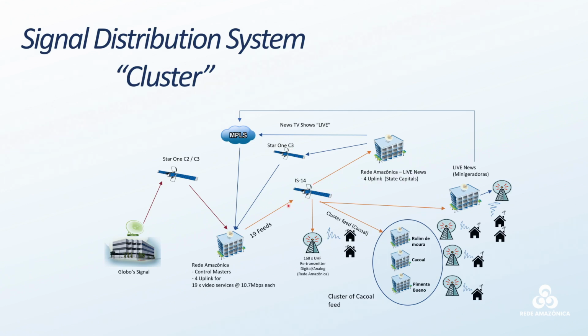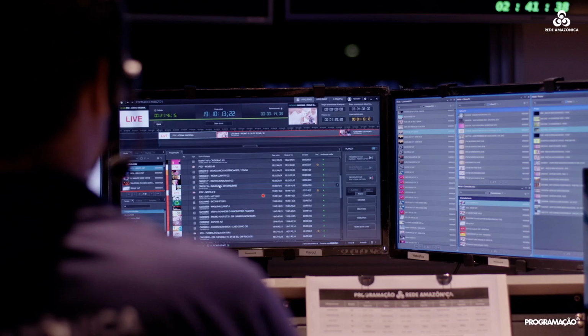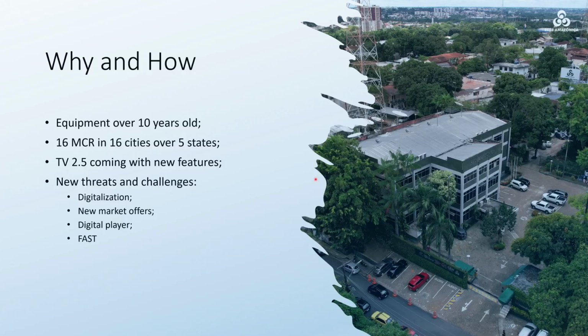The satellite is our third backup: if some problem happens on the internet, because it's a public internet, then we use the satellite. This is just a picture. And why and how do we do this?